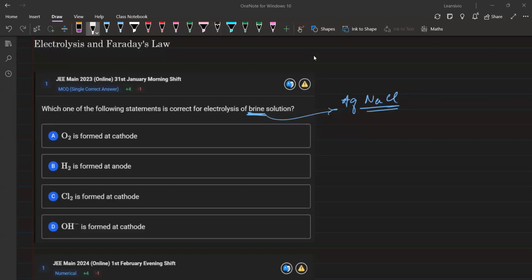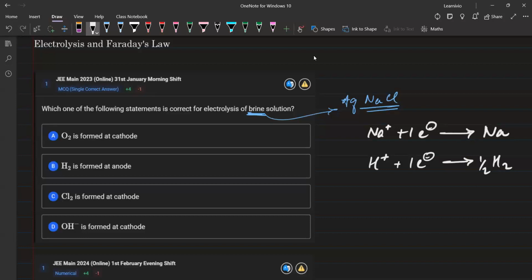Okay, see. So in NaCl, we have Na positive, and what can happen? We can add one electron and it will become sodium. So we have Na positive plus 1 electron gives sodium, or we can have H positive from water, which requires 1 electron and gives H2. Both of these reactions are reduction. That is why they can occur only at the cathode.